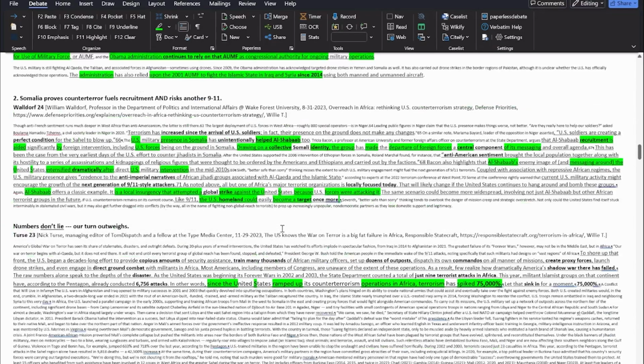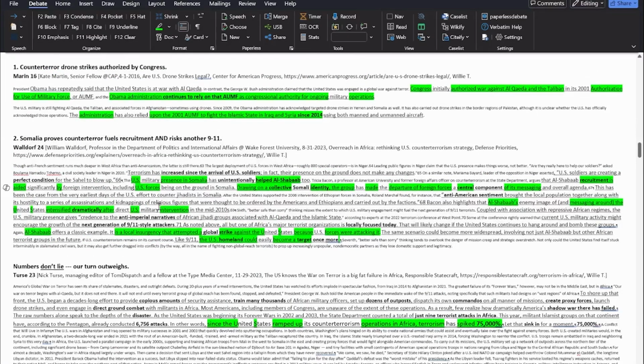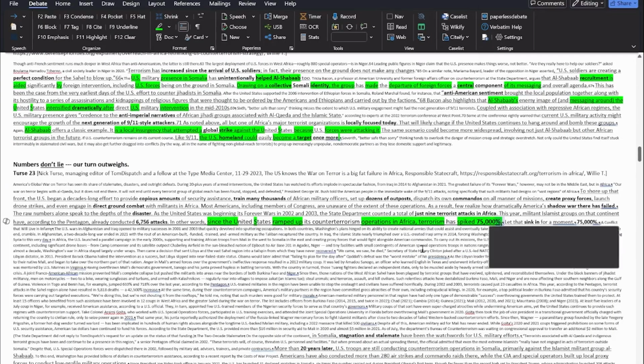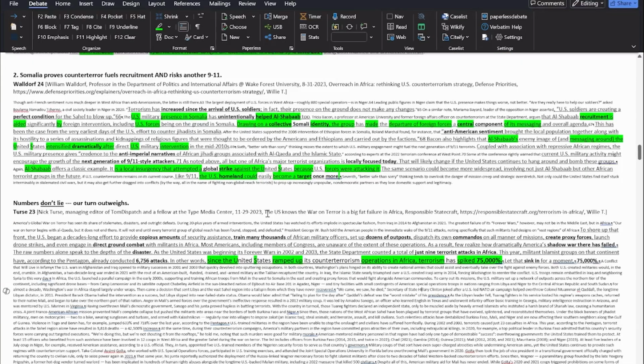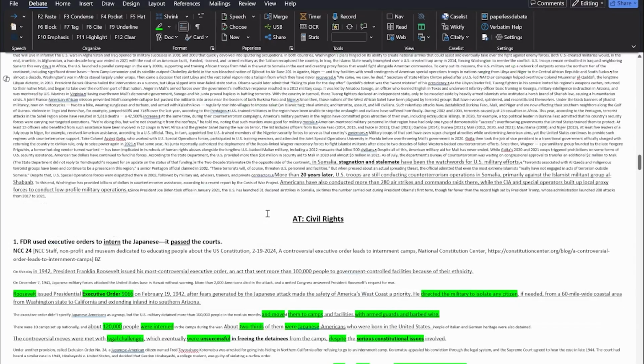even without executive orders. You can also attack the idea that counterterror isn't great, it causes recruitment. This card is pretty good. It's an empiric of how terrorism spiked 75,000%, which can be very persuasive because it's a big number, kind of scary. These are all just kind of backfiles. So there's definitely more that you can find on the wiki if you're so inclined to go down that route.